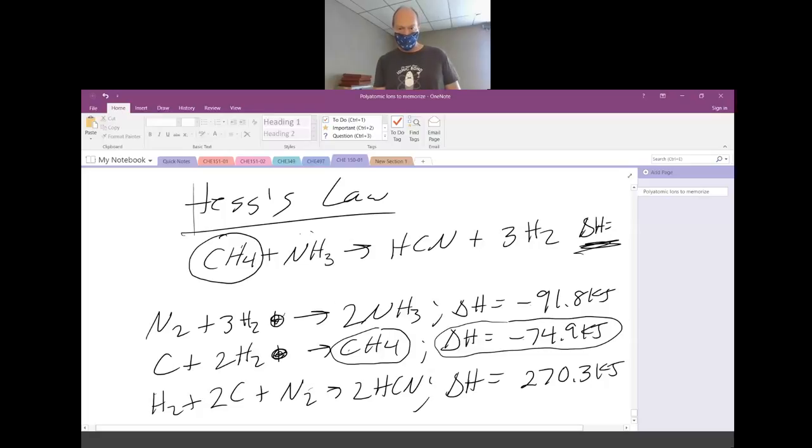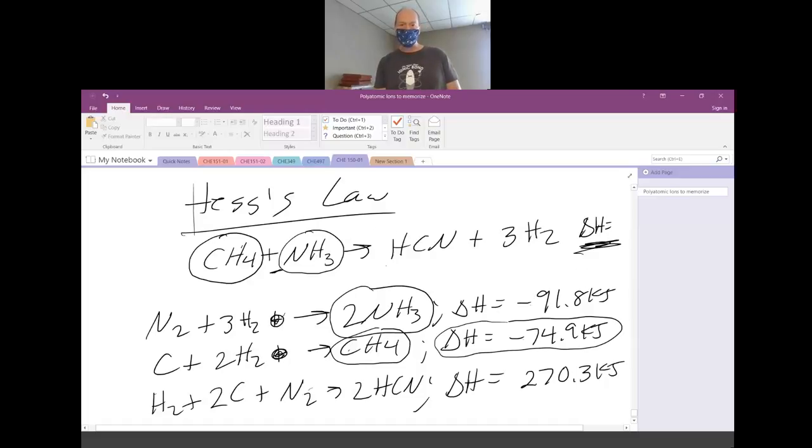NH3 is next. NH3 only shows up in one spot, and that spot is right here. Again, it's on the wrong side. And so we have to reverse the reaction. And so this is going to become a positive 91.8 when we reverse that reaction. We want 1 NH3 in our answer. The given problem has 2 NH3. So we're going to have to multiply that through by 1/2. So when we multiply this through by 1/2, we're going to have to multiply the delta H also by the 1/2.